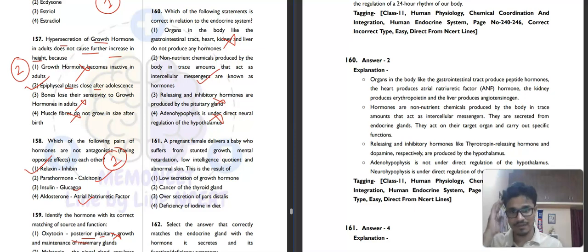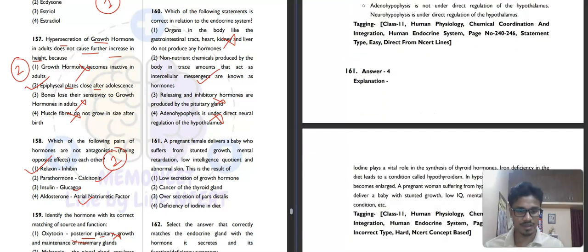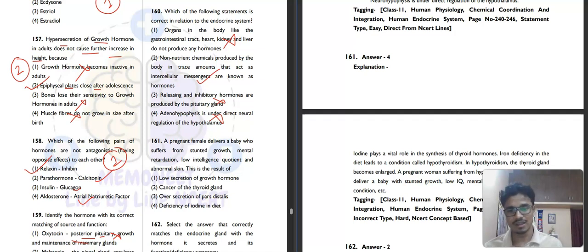Then a pregnant female delivers a baby who suffers from stunted growth, mental retardation, low intelligence quotient and abnormal skin. This is the result of low secretion of growth hormone, cancer of thyroid gland, over secretion of pars distalis or deficiency of iron in diet. All of this happens because of the deficiency of iron in the diet. Okay. So they have all these features. The fourth option will be your correct answer for this question. This question's correct answer is the second.